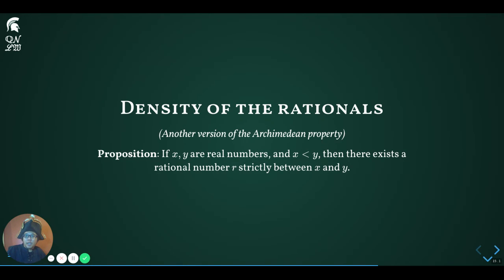A powerful application of the third variant of the Archimedean property we just finished discussing is the density of the rationals. This proposition says that between any two real numbers, you can find a third one. And you can even ask for the third one to be rational.